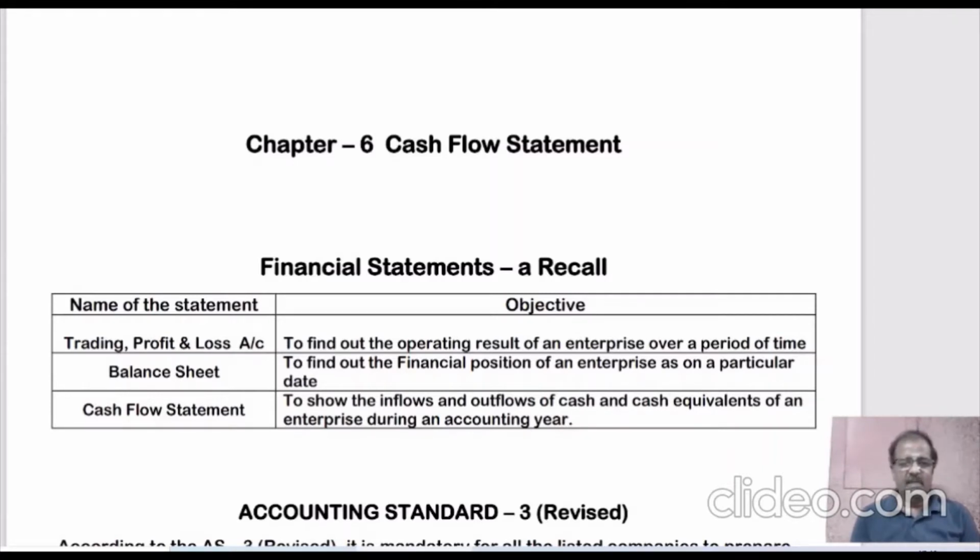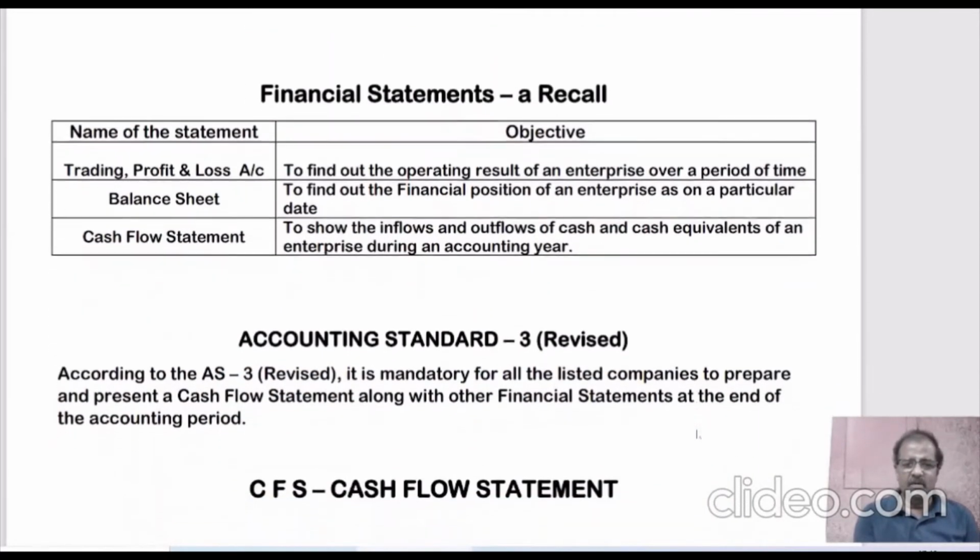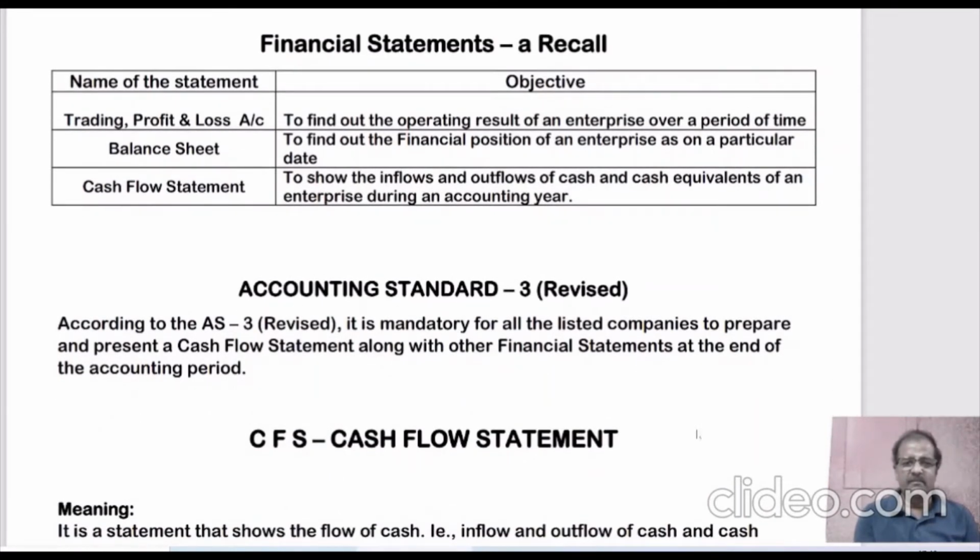Whereas the cash flow statement, the objective of this statement is to show the inflows and outflows of cash and cash equivalents of an enterprise during a particular accounting year. Why do we have to recall the financial statements? Because according to Accounting Standard 3, it is mandatory for all the listed companies to prepare and present the cash flow statement along with the other financial statements.